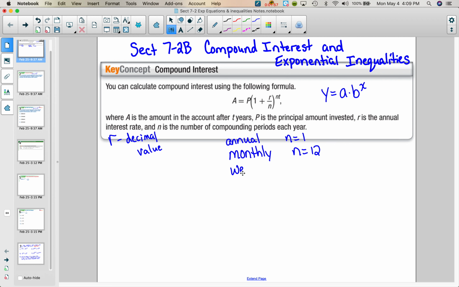Weekly, not very common, N would be 52 because there's 52 weeks in a year. You might have daily. In most cases, we would say 365 days in a year. So these are all some options, and that's what's meant by that. The value of N is going to be the number of compounding periods each year. Another one is quarterly, and that would be 4. So every 3 months, 4 times a year. You might see some words like this in some of the problems that we look at.